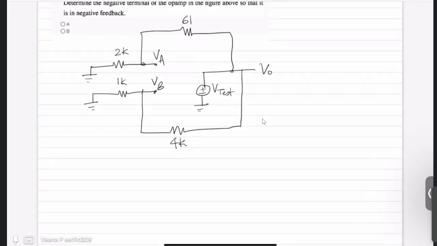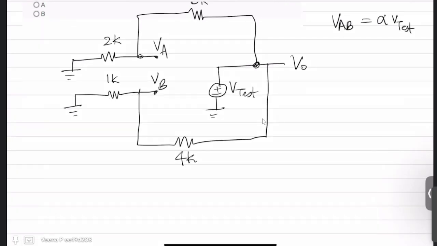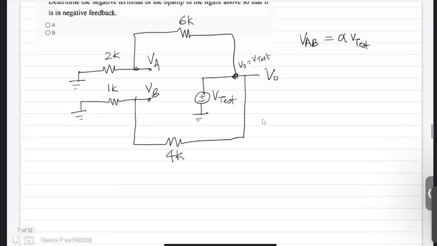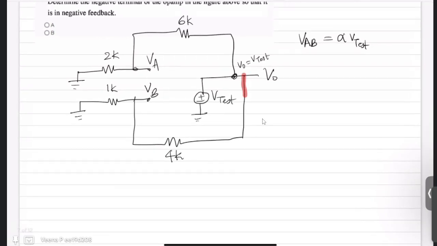So now, since there are no other independent sources in the circuit, we don't have to replace anything. So now I have to find what is my VAB in terms of V test. For that, you have to make use of Kirchhoff's current law, which we already discussed. So if this is V test, now the point V naught is the same as V test. So first you can take one current path. This current will reach here. You know that it is open circuit, so current will not flow to VB. So this current will go like this.